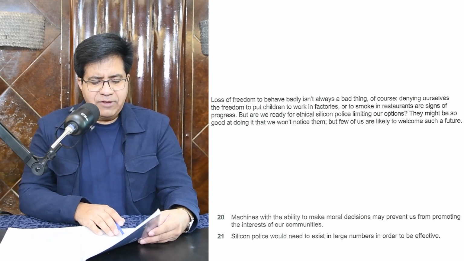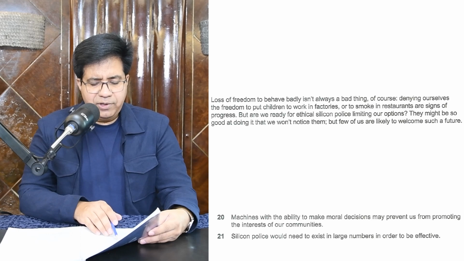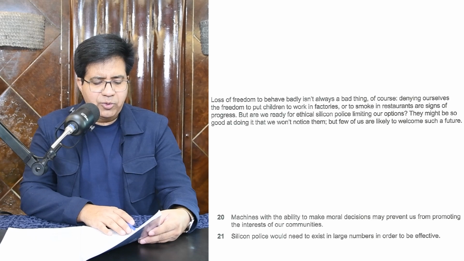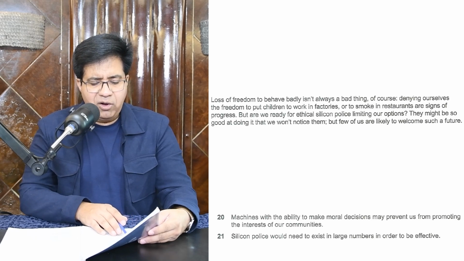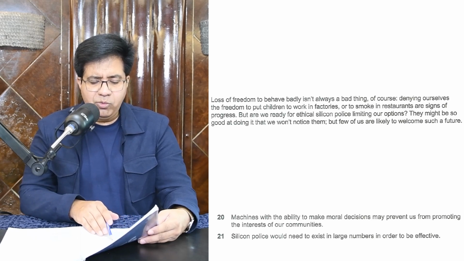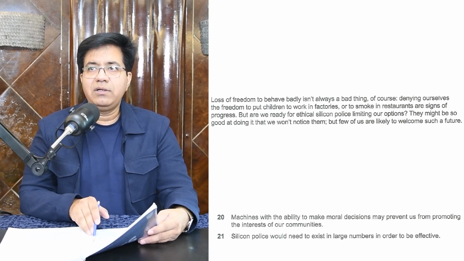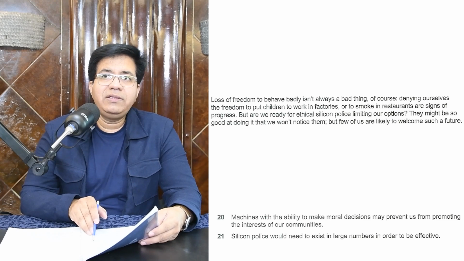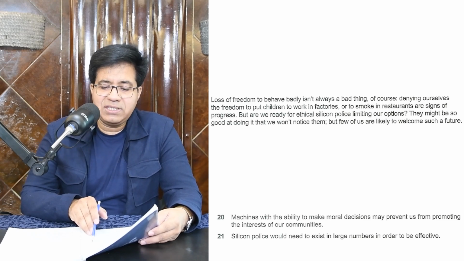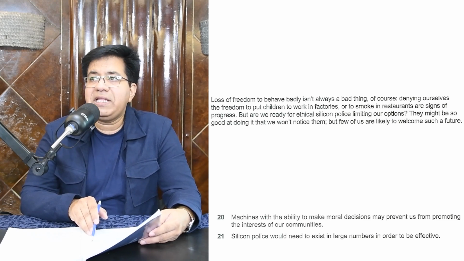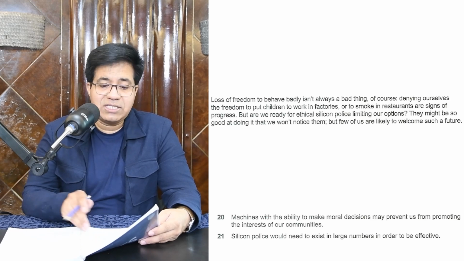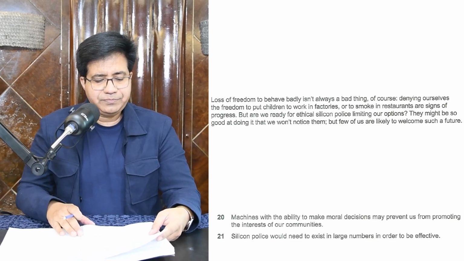But are we ready for ethical Silicon Police limiting our options? They might be so good at doing it that we will not notice them, but few of us are likely to welcome such a future. So have they mentioned the number of Silicon Police? They did not mention. What should be the answer? Answer is not given. Well done.